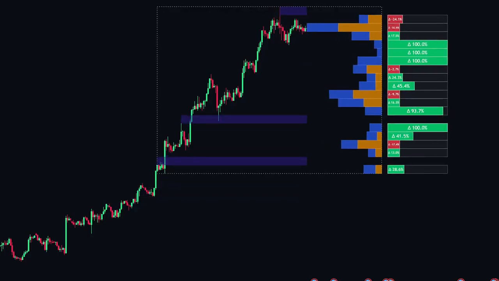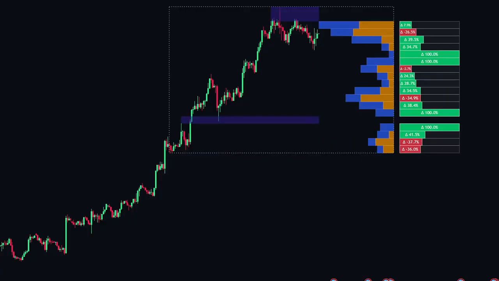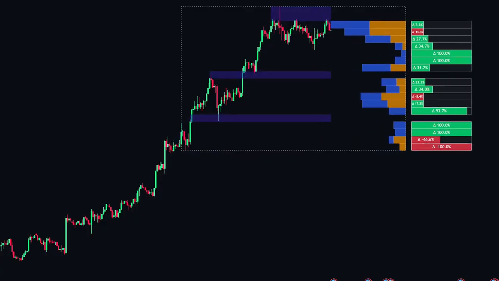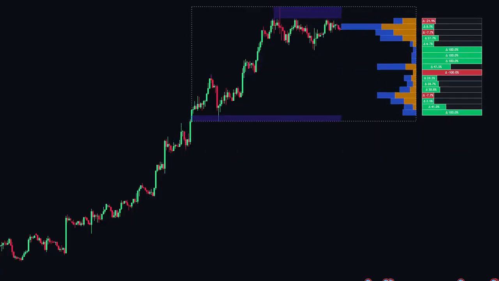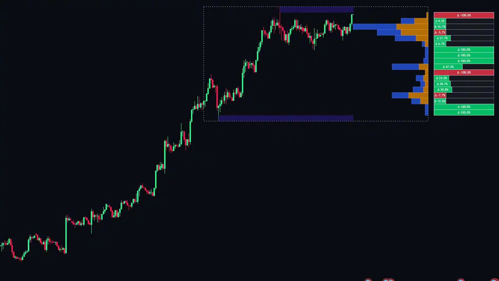And most importantly, take time to backtest each setup on a demo account until you're fully comfortable with how volume gaps, imbalance rows, and delta zones behave in live market conditions.